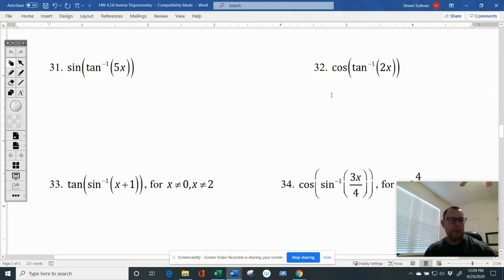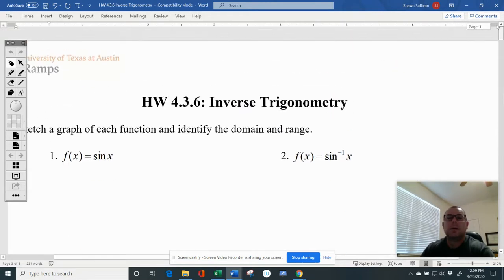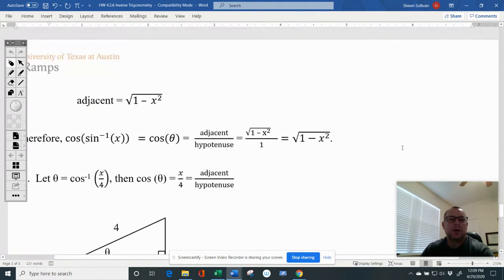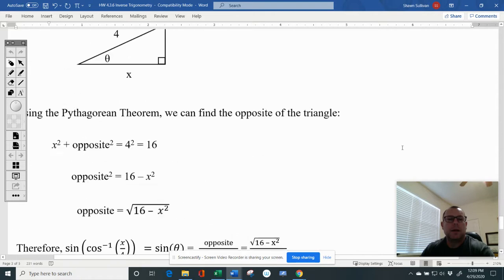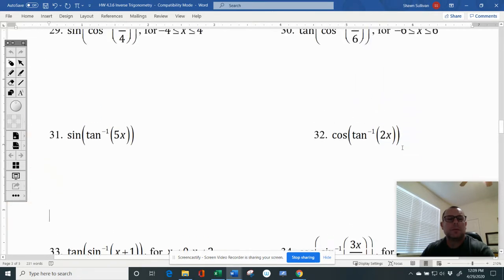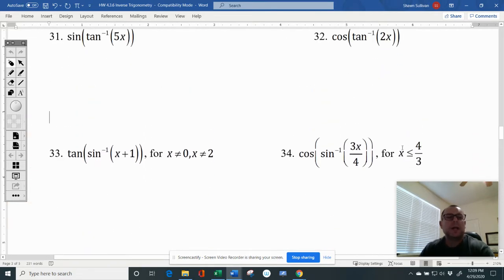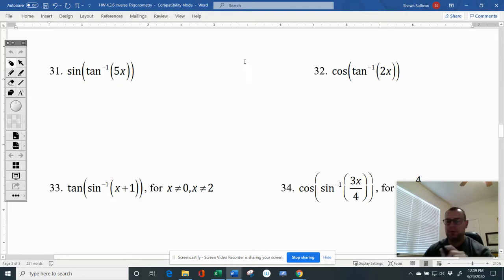Let's do a couple more problems. And this is homework 4.3.6. It's more inverse trig. So we'll just come down towards the bottom. I already did a couple of these with you guys, so we don't need answers. Let's just do 31.